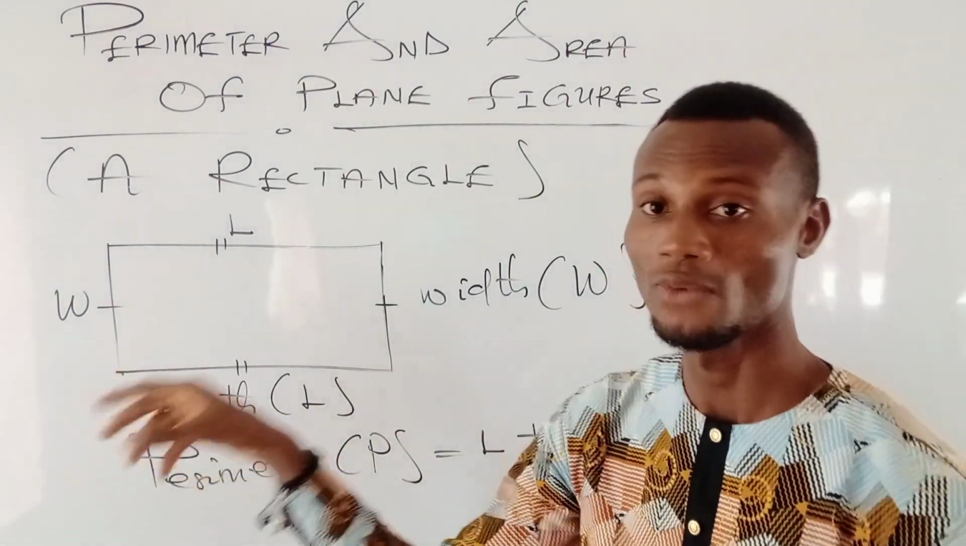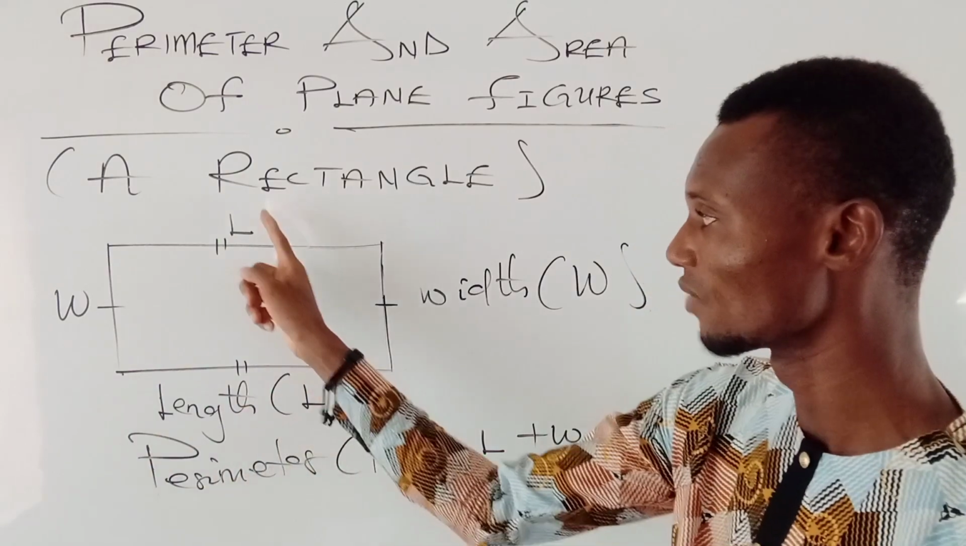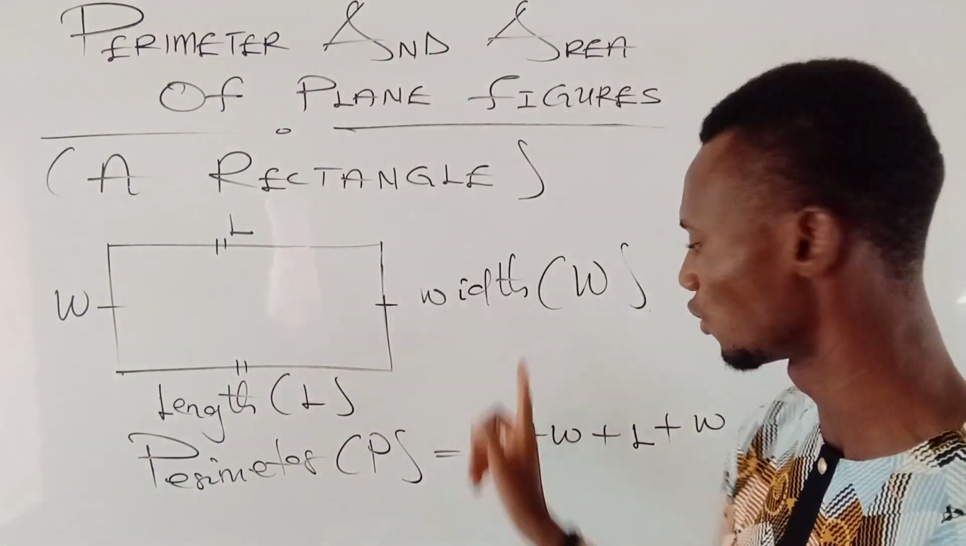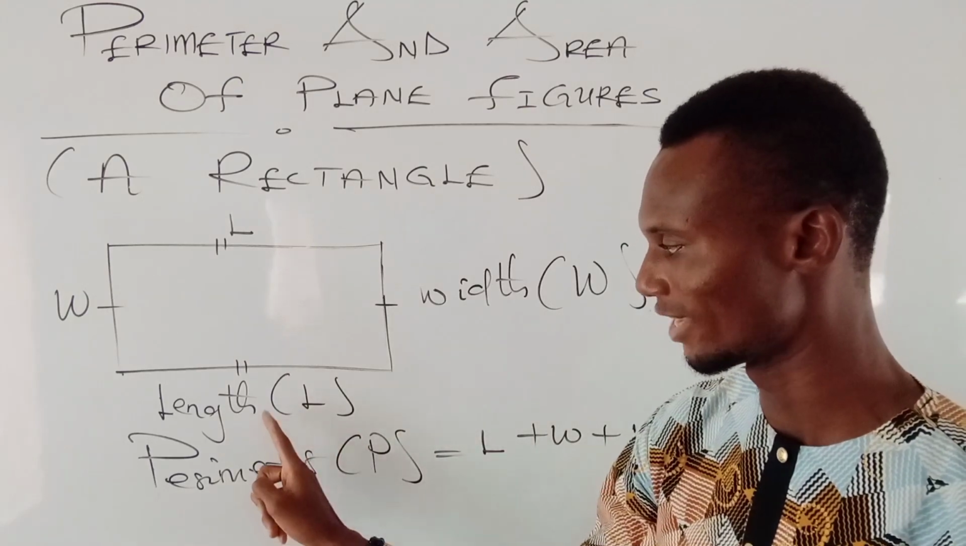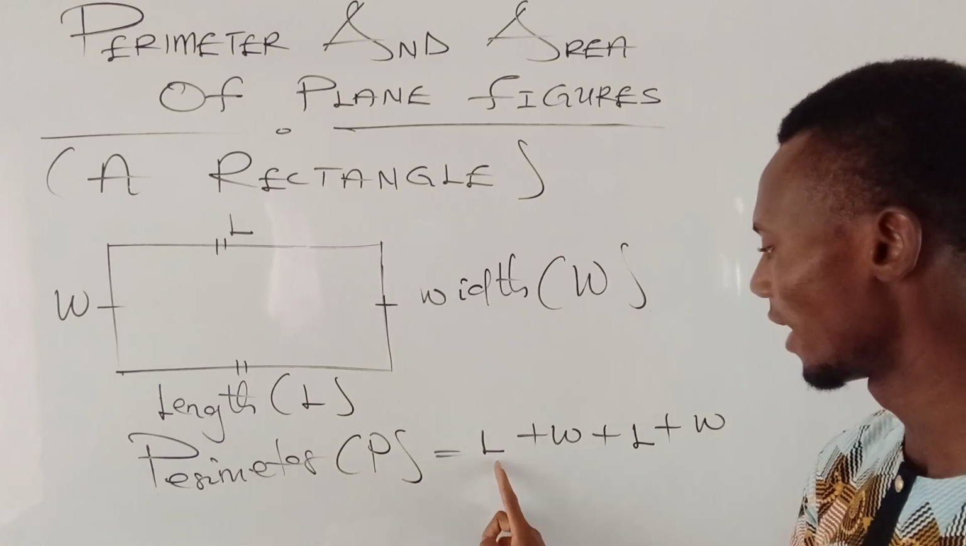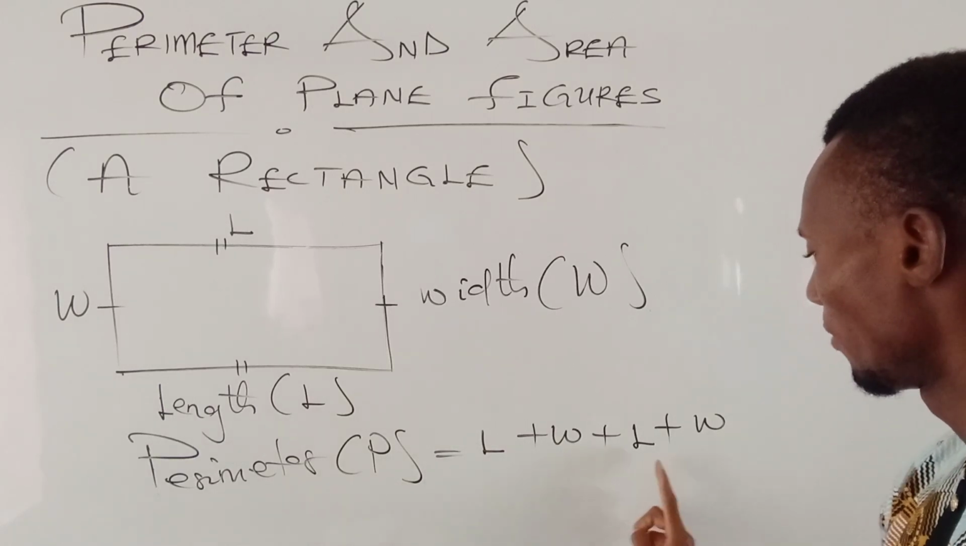We are using the variables. Here is length, so this length plus here, which is the width, so plus this W. Plus here is also length, so plus this L plus this width. So that's why I have L plus W plus L plus W.